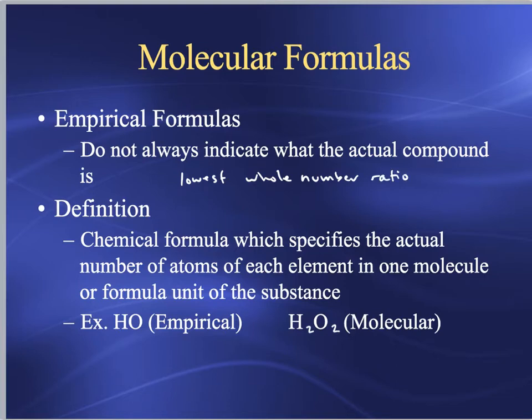Well, with molecular formulas, here's your definition. A molecular formula is the chemical formula which specifies the actual number of atoms of each element in one molecule or formula unit of the substance. So for instance, we could find that the empirical formula of a compound is, say, HO, where it's one hydrogen and one oxygen. But the actual formula might end up being H2O2. When we find it, originally it would look like HO, because the lowest whole number ratio would look like this, 1 to 1. But it might actually be 2 to 2. So the molecular formula is going to be what it actually is.